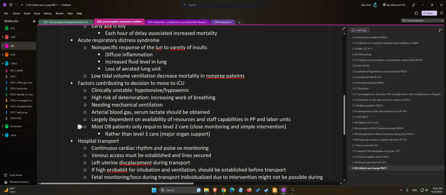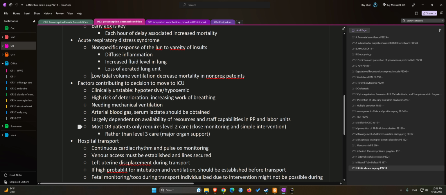Most OB patients only need level 2 care, which is close monitoring and simple interventions. They rarely need level 3 care, which is major organ support.